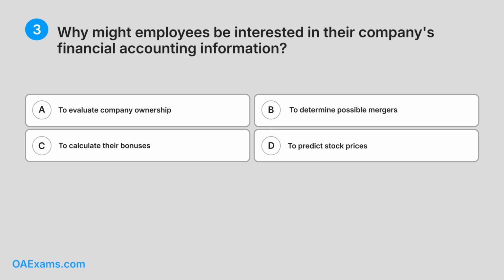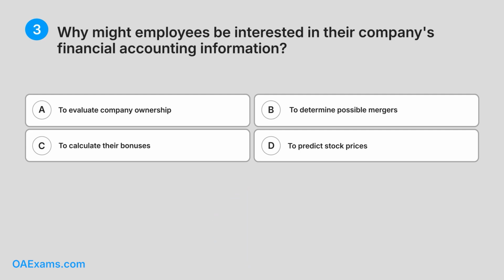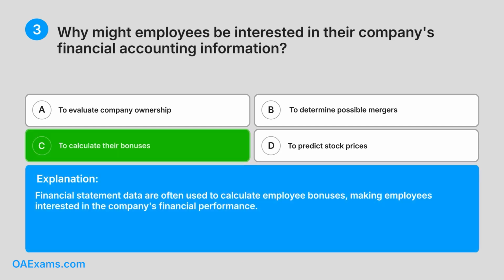3. Why might employees be interested in their company's financial accounting information? A. To evaluate company ownership. B. To determine possible mergers. C. To calculate their bonuses. D. To predict stock prices. Do you know the answer? Correct answer: C. Explanation: Financial statement data are often used to calculate employee bonuses, making employees interested in the company's financial performance.